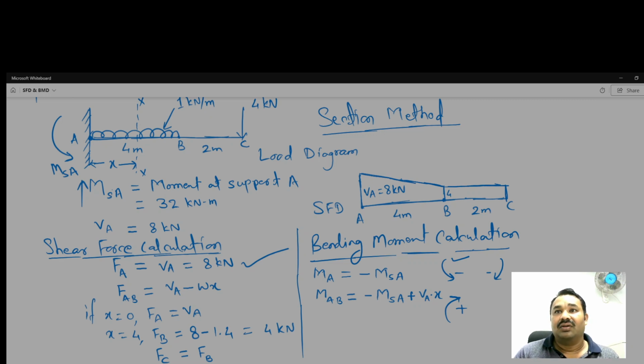UDL is now acting like this. That's why minus W X. So this is the load, and multiplied by X by 2, as it is acting at the mid of AB. That's why. Okay.